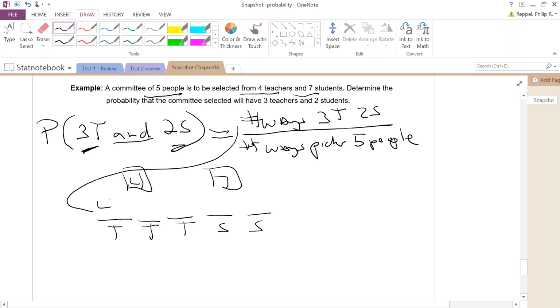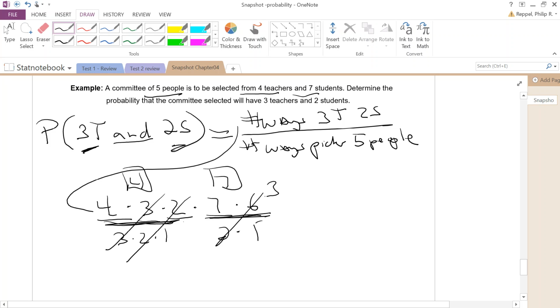I start to count. 4, 3, 2, 7, 6, right? But there's no order. Since there's no order, I have to divide by, I pick 3 teachers, 3, 2, 1. I pick 2 students, 2 times 1. No order. We do our math. 28 times 3. I do my math right, that's 84. My numerator is 84.